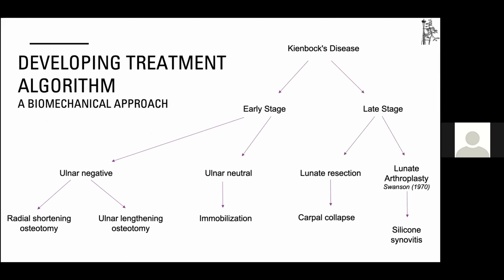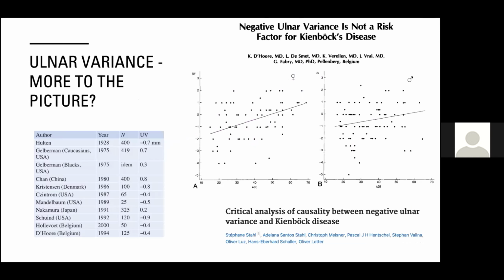Unfortunately, though, there was really no good surgical management for late stage disease. Really, the only 2 options were either lunate resection with resultant carpal collapse or lunate arthroplasty, which relied on a silicone implant, which so frequently created silicone synovitis that it fell out of favor.